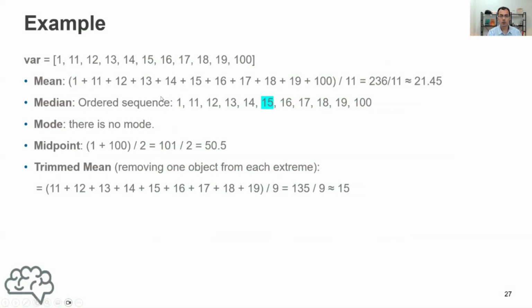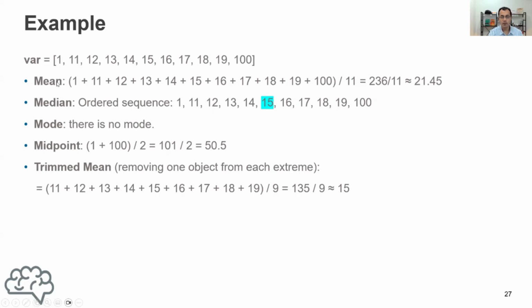To illustrate how to calculate most of these central tendency measures, let's take the simple case of a variable that can assume the following values: 1, 11, 12, 13, 14, 15, 16, 17, 18, 19, and 100. As we can see, we have the first value and the last value that are significantly different or distant from the other values in the sequence. Let's see how each of these measures looks.